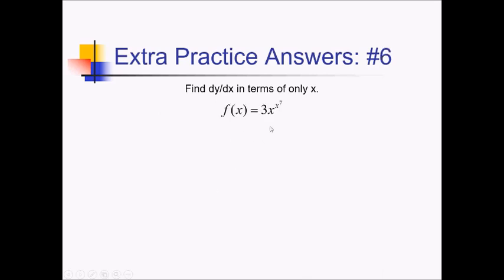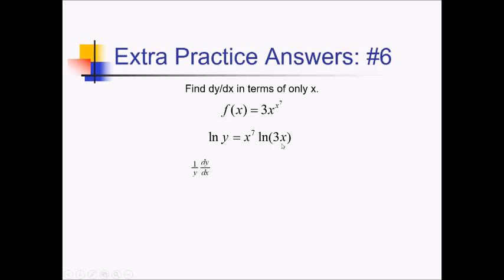To take the derivative on this problem, since I have variables in both the base and the exponent that I can't simplify away, I need to use logarithmic differentiation. I'll start by taking the ln of both sides. So we have ln of y equals, and now I'll use my pop-out rule, x to the 7th times the ln of 3x. So differentiating implicitly, on the left side I have 1 over y, dy over dx.